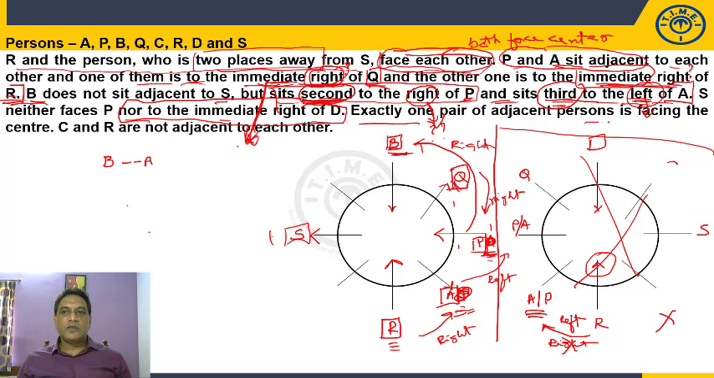Exactly one pair of adjacent persons is facing the center. This implies that since this person is facing the center, we should not have more than one pair sitting adjacent. So this statement also we will keep aside and come back to it. C and R are not adjacent to each other. So what are the possible places for C? Only these two are remaining, but C cannot be adjacent to R. So this is the place for C and the remaining place is for D. Now we have to find the directions which C and D are facing.